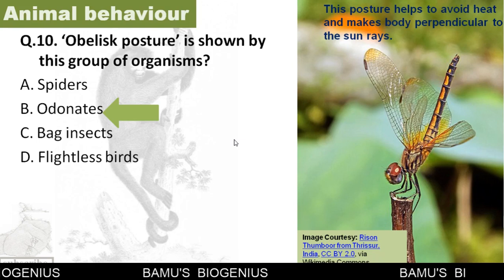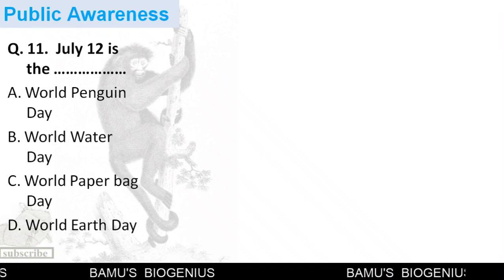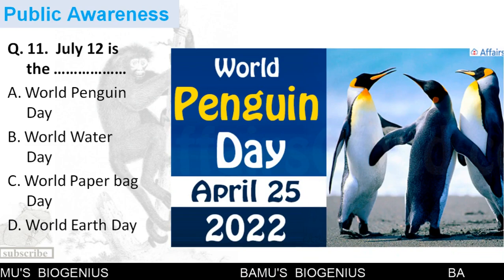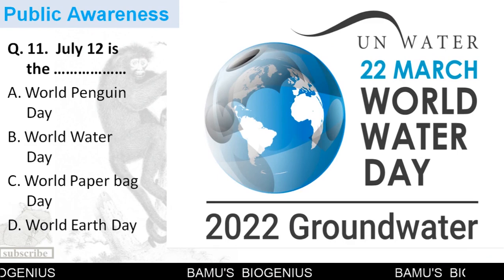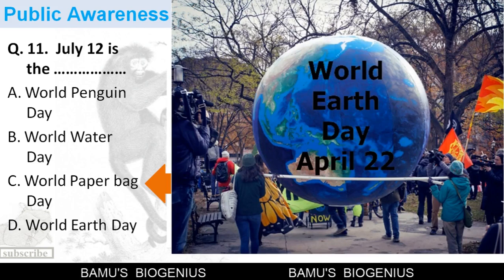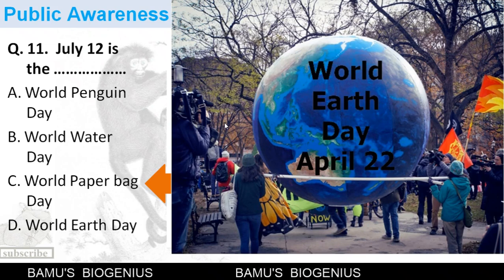Then question number 11. July 12 is the, you can see here, July 12, World Penguin Day is observed on April 25. World Water Day is on 22nd March. World Paper Bag Day is on 12th of July. World Earth Day is on 22nd April. So the answer is C.